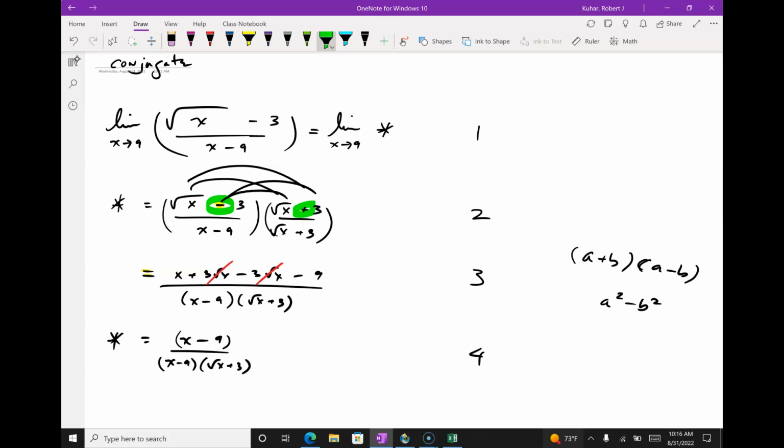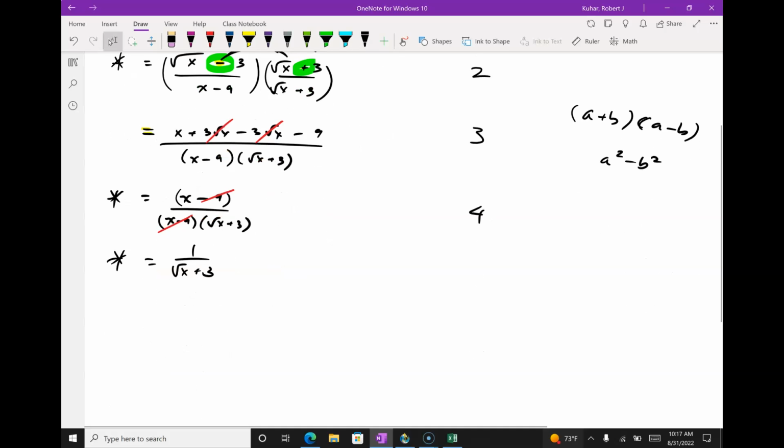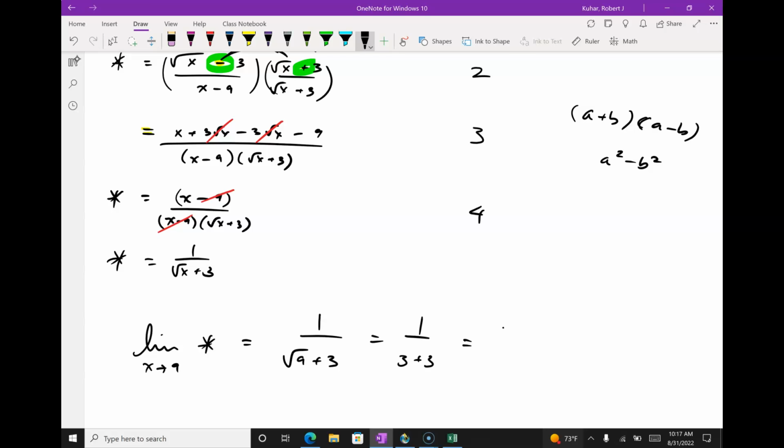So now, can I plug in 9 here? Nope. Okay, can't plug in 9 here. But I finally do have my replacement function of 1 over square root of x plus 3. And there I can plug in 9. Almost. So the limit as x goes to 9 of star is 1 over square root of 9 plus 3. Yep. That's okay. I like the thought.